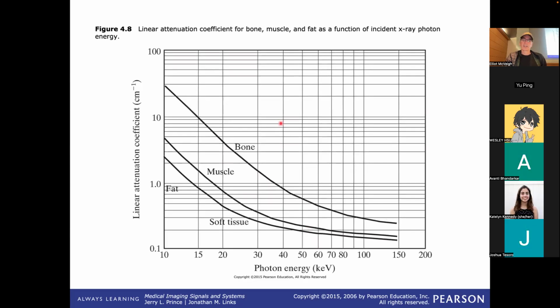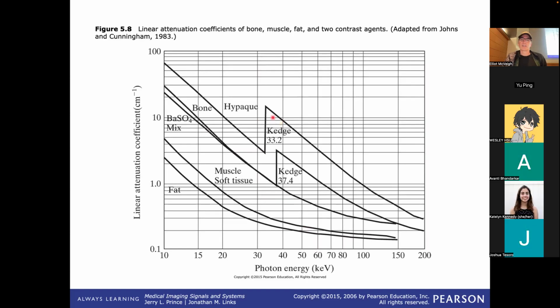Here's the addition. So here's our basic tissues, and this is the addition of a couple of new curves, which are contrast agents, okay? So remember, contrast agents have really high linear attenuation coefficients. So they absorb a lot of X-rays. That's why they're here. So this is Hypaque, which is the stuff you inject in vessels to do angiograms. This is barium sulfate, which is what that guy was swallowing in the introductory lecture. And both of these have a thing called a K-edge. And so you have a linear attenuation coefficient, and then it suddenly changes when you cross a certain energy. And in this case, it's 33.2 keV.